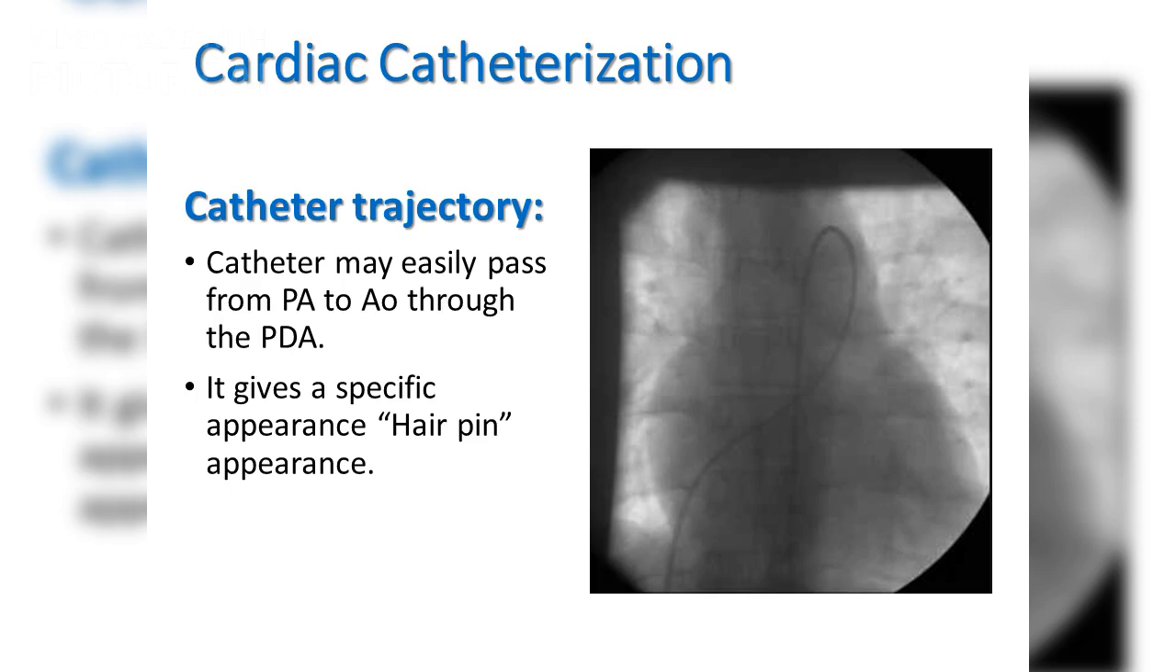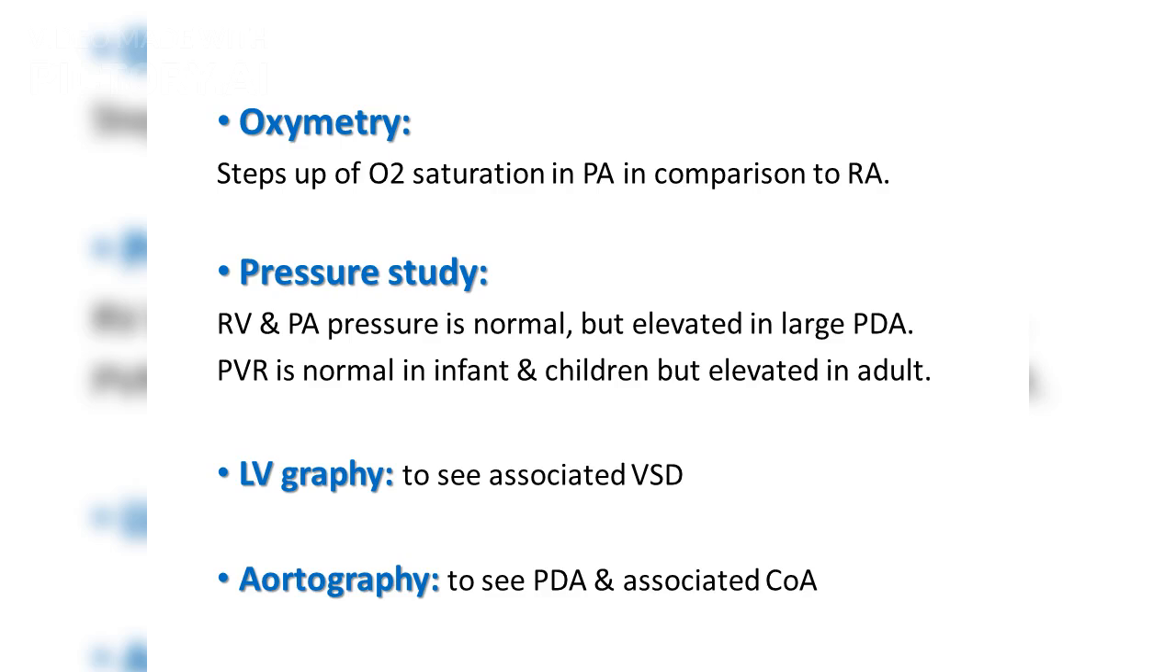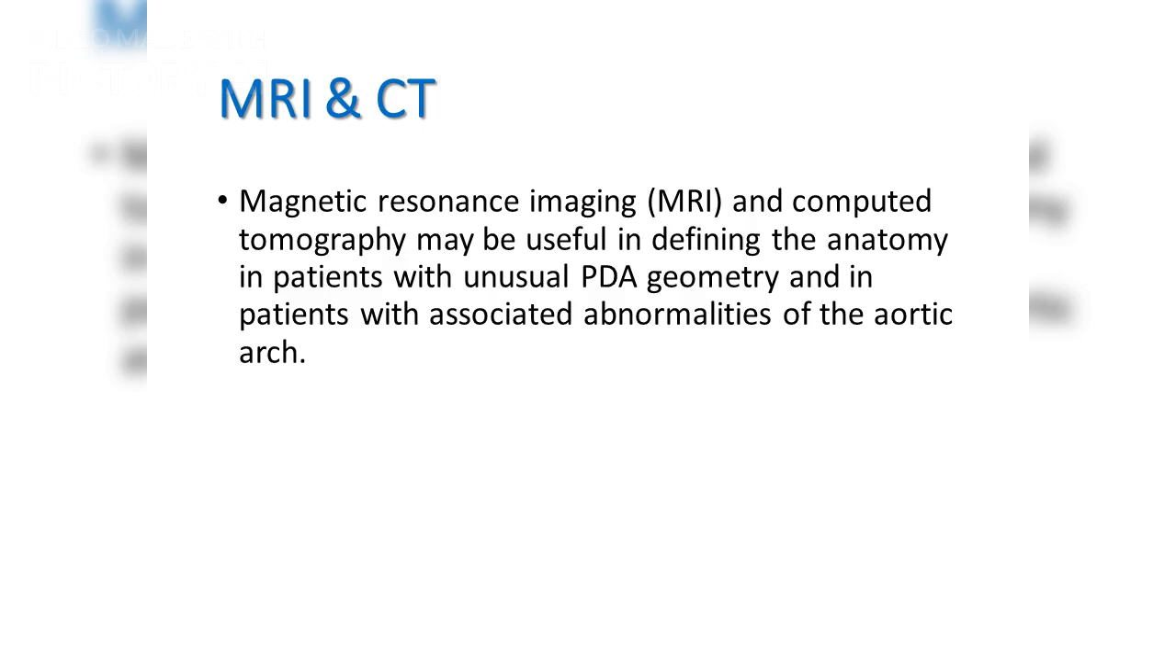Cardiac catheterization can trace the catheter's trajectory from PA to DAo through the PDA, creating a distinctive hairpin appearance. Oximetry shows a step up of O2 saturation in PA compared to RA. Pressure studies reveal normal RV and PA pressure but elevated in large PDA. PVR is normal in infants and children but elevated in adults. LV graphy and aortography help in identifying associated conditions like VSD and COA. MRI and CT are valuable in defining the anatomy in patients with unusual PDA geometry and associated abnormalities of the aortic arch.